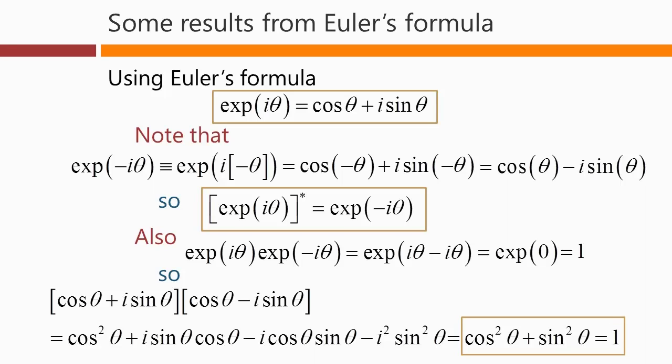This is just an illustration of using Euler's formula to get a useful result. We can prove it by other means, of course. We can prove it from Pythagoras' theorem. But this notation in Euler's formula gives us a very simple way of proving these kinds of formulas related to cosines and sines.